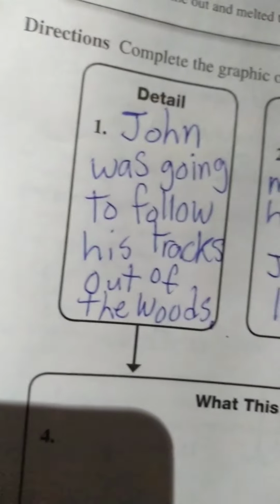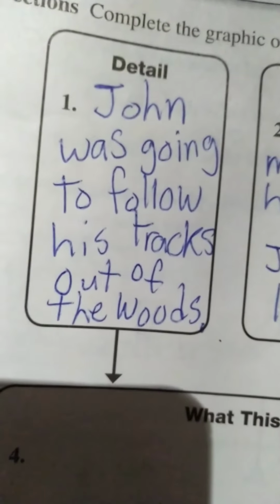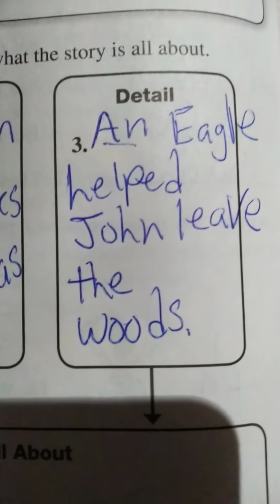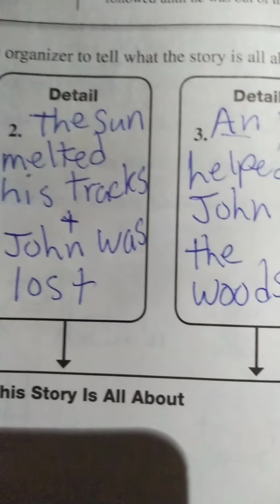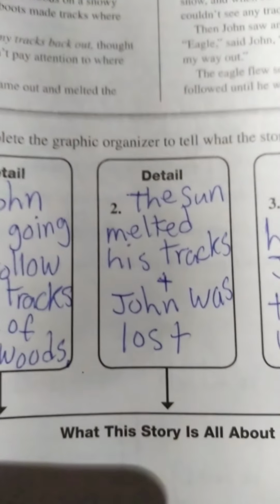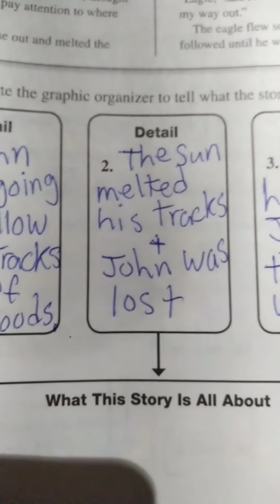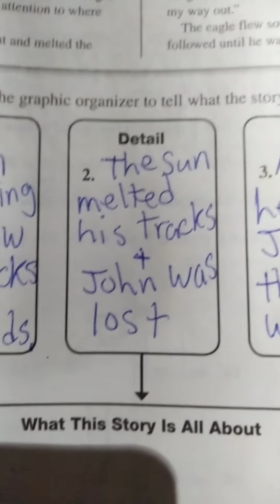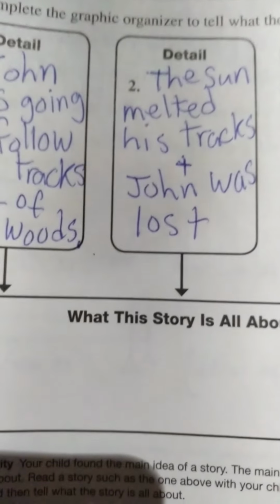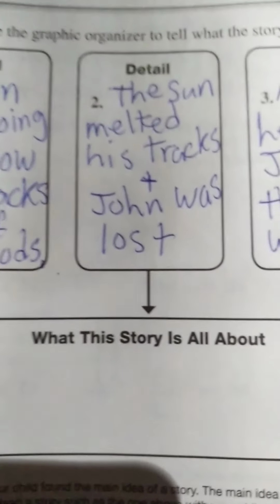Everybody good there? Okay, so based on these 3 details, we need to come up with what this story is all about. John was going to follow his tracks out of the woods. The sun melted his tracks and John was lost. An eagle helped John leave the woods. So if somebody walked into the room and said, oh man, I missed the story. What was the story about? What would you say? This guy John needed help from an eagle after he got lost. So, yeah, basically what this story is all about: a character named John became lost in the woods, and he needed the eagle to get out of the woods, right?